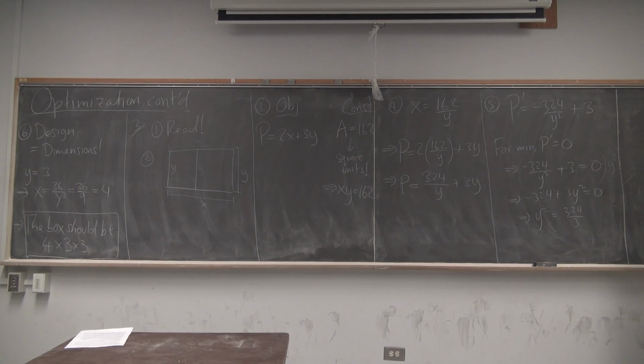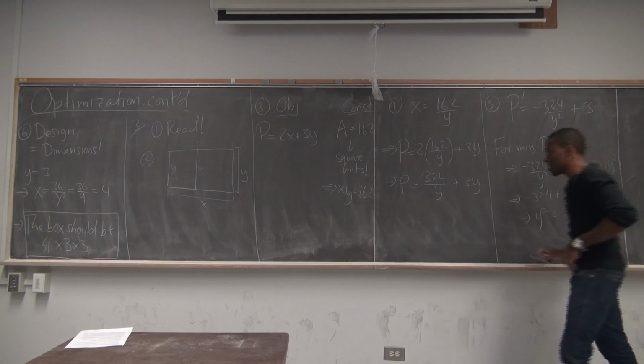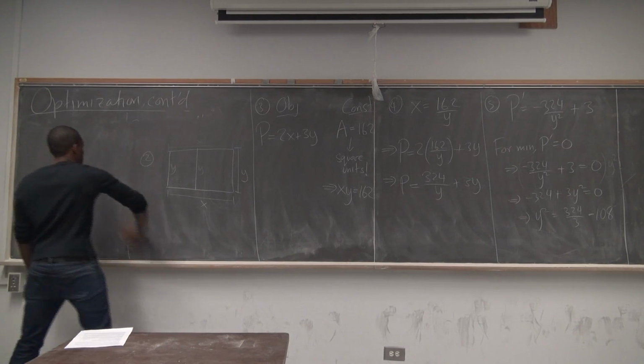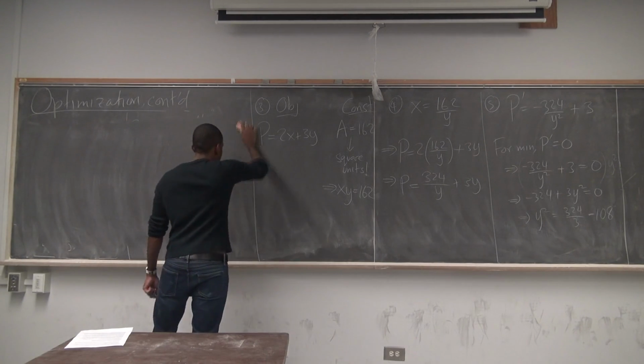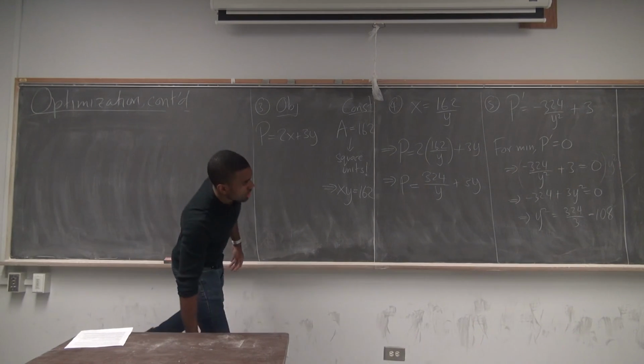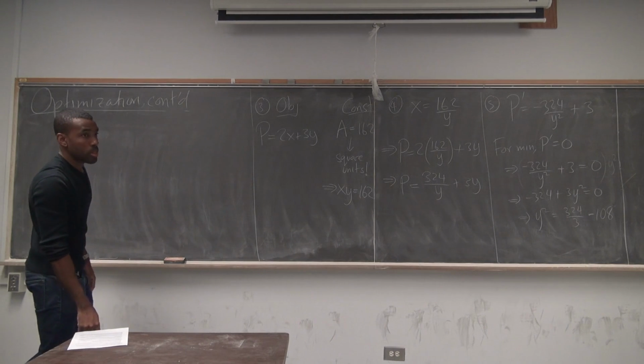Does that divide evenly? What is it? 108. You know something is divisible by 3 if the sum of the digits is divisible by 3. 3 plus 2 is 5, plus 4 is 9, so that's divisible by 3. I try to divide it anyway and hope for the best.